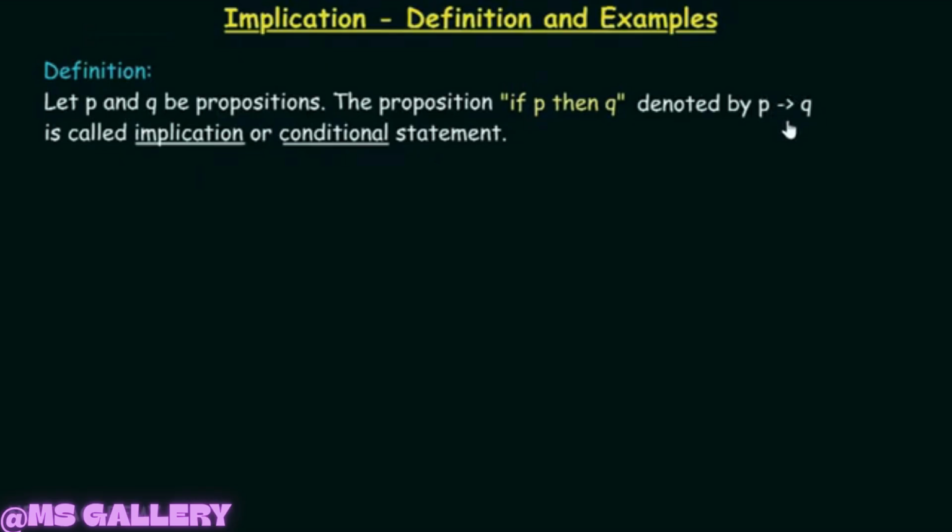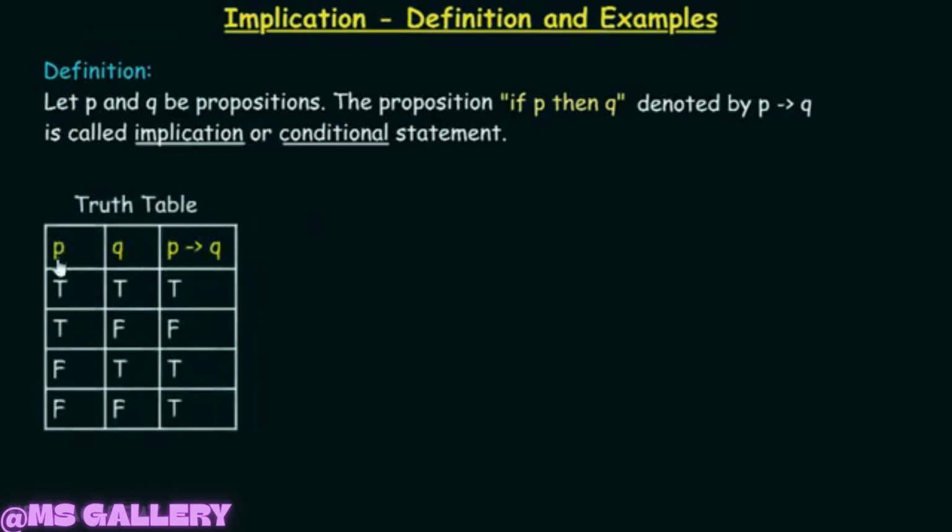Now let's consider the truth table of implication. When P is true, Q is true, then definitely P implies Q would be true. When P is true, Q is false, then P implies Q would be false. But the most important point we need to understand in this truth table is that when P is false, it doesn't matter what would be the truth value of Q, P implies Q would always be true. This is the most important point to understand in implication. When P is false, then definitely P implies Q would always be true.